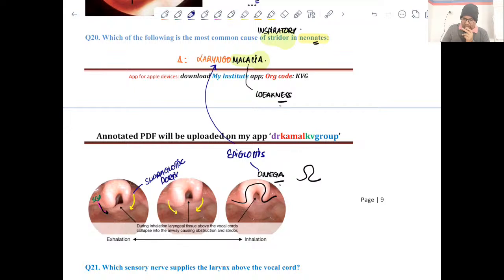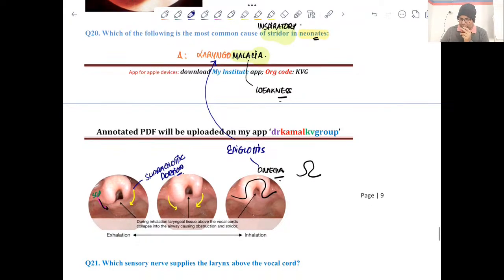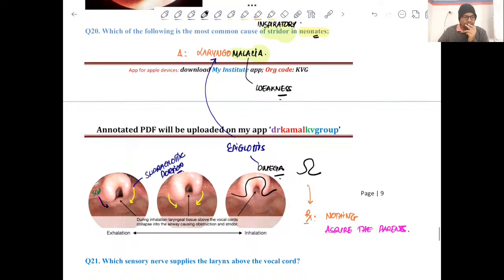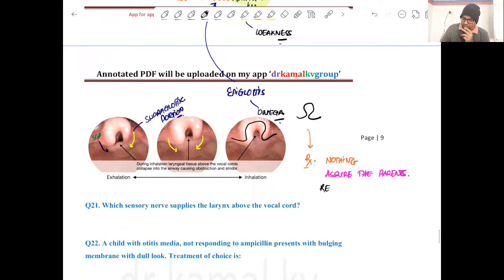It is sucked in, and therefore it creates an omega shaped epiglottis. Very good, Mohammed Anash. And I think most of you must be knowing, treatment is nothing. Just wait and watch and assure the patient, the parents, because this condition will resolve by the age of 2 years. Very good. So it resolves by 2 years, so we need not do anything.